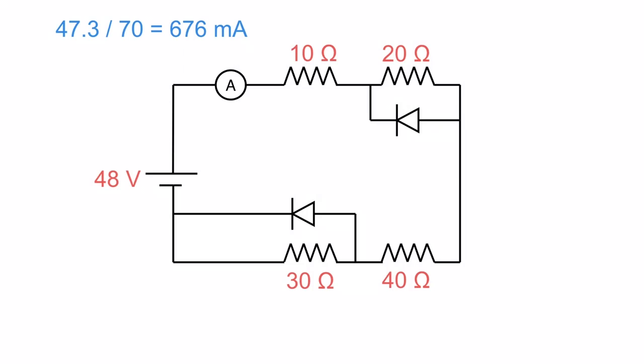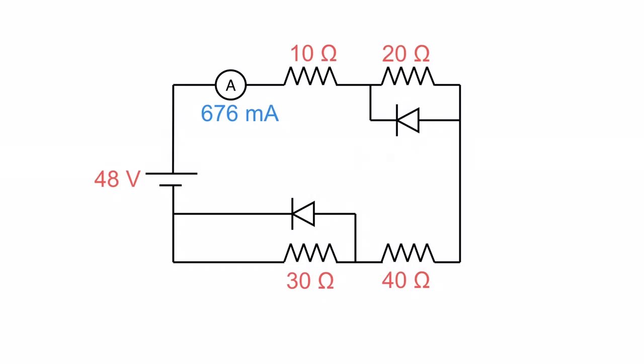So therefore, I'm going to be dealing with 70 ohms across this, which is going to have the rest of the voltage. 47.3 volts divided by 70 ohms tells me that there's going to be 676 milliamps flowing through this circuit. Again, 48 minus 0.7 gives me 47.3. I have current flowing across 70 ohms of resistance. 47.3 divided by 70 gives me 676 milliamps.